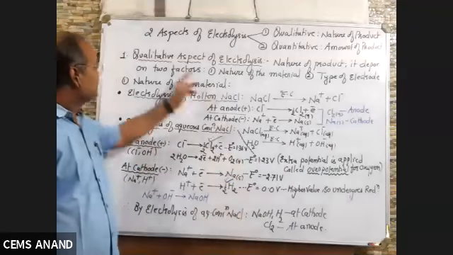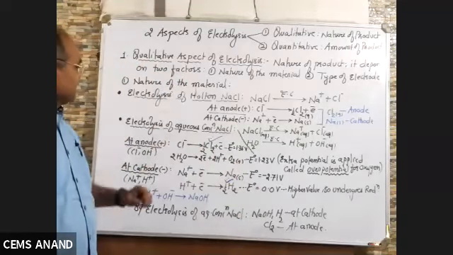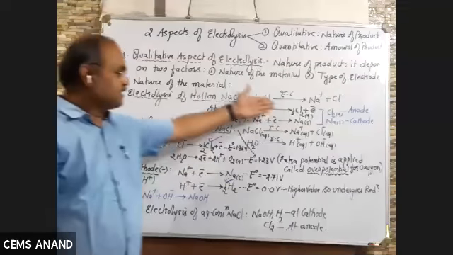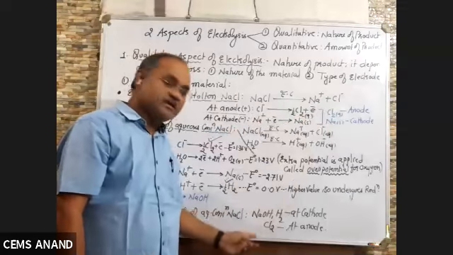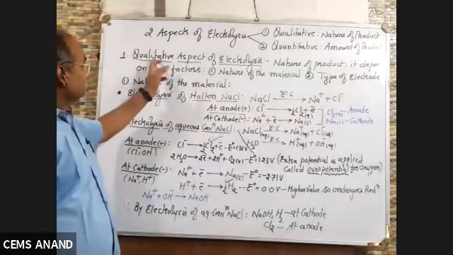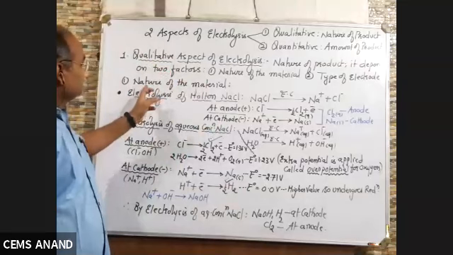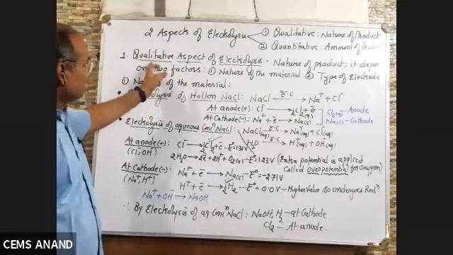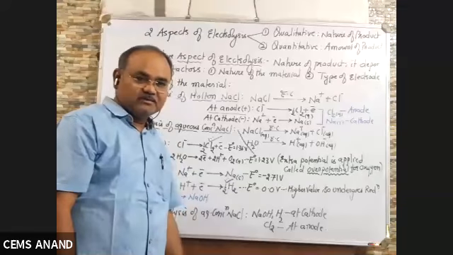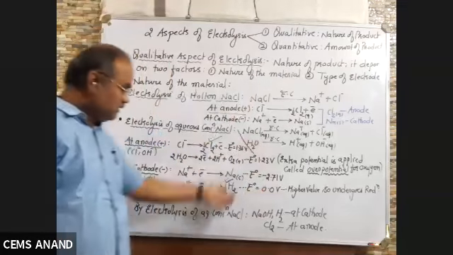So now you can see the nature of the material. The material is molten, the material is aqueous. In both cases, products are not the same. Products are different. Clear? So this was the first aspect, the qualitative aspect of electrolysis. Qualitative means nature of the product. We'll take another example also.